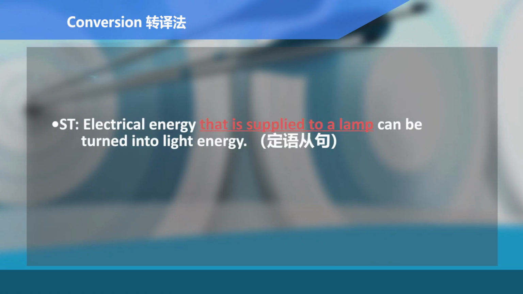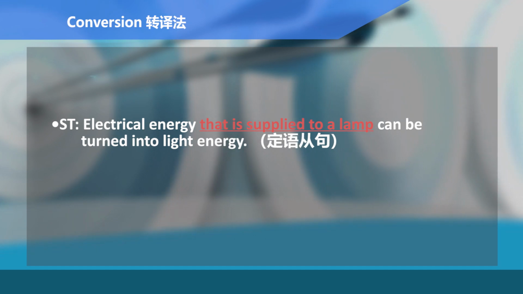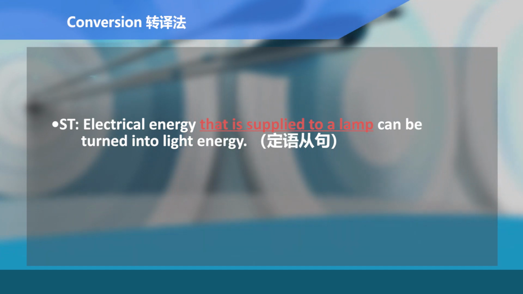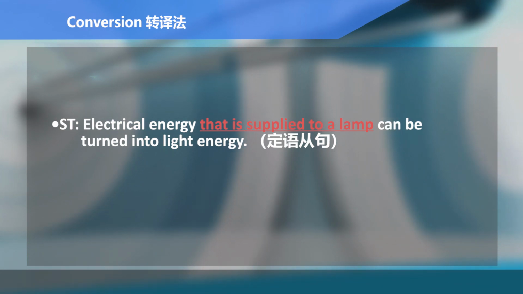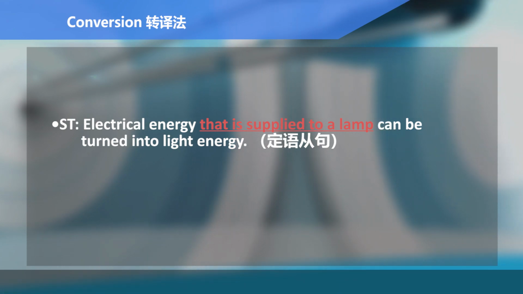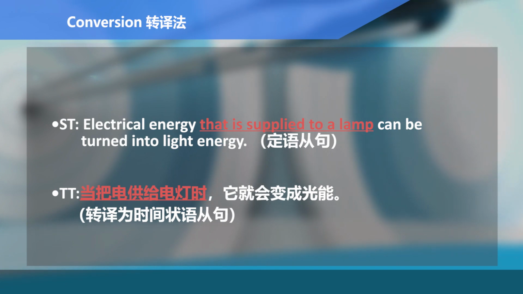Example 12 is an example to suggest that the attributive clause that is supplied to a lamp in the source text is changed by the translation method of conversion into the adverbial clause of time. 当把电供给电灯时 in the Chinese target text.